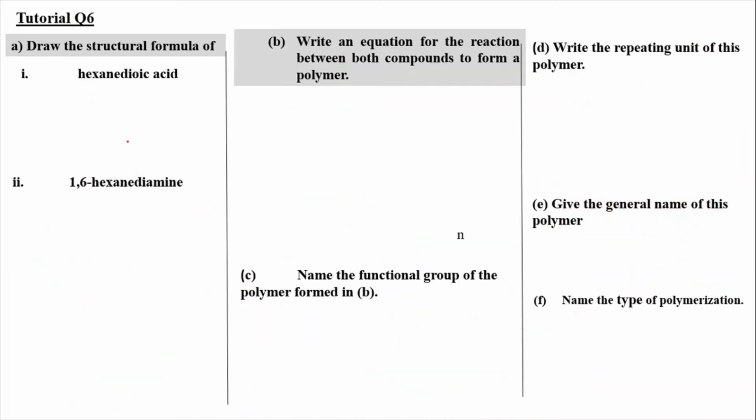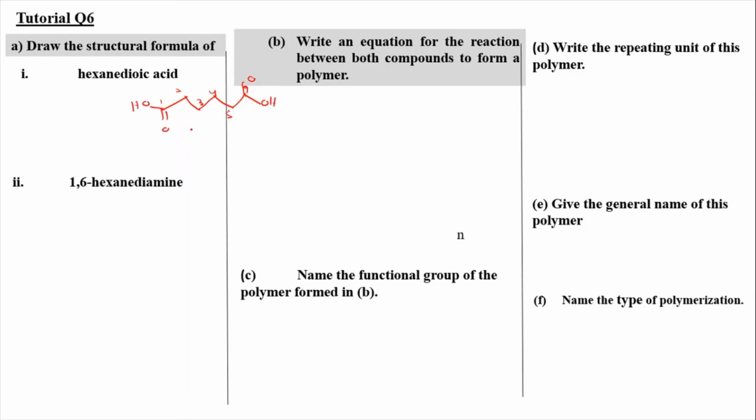Now we move on to tutorial question 6. For tutorial question 6A, we need to draw the structural formula of hexanedioic acid. So hexanedioic acid is going to have 6 carbons, which is 1, 2, 3, 4, 5, and 6. Okay, and then it's going to be attached with the carboxyl group on both ends, OH here and OH here.